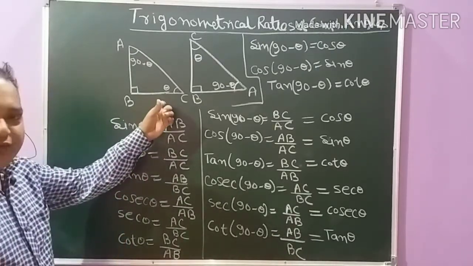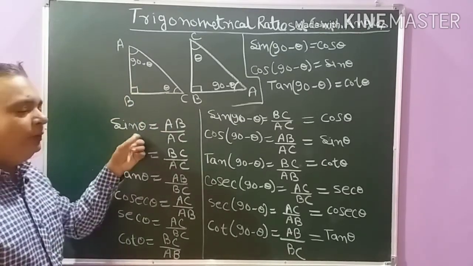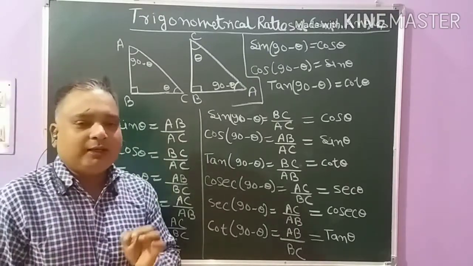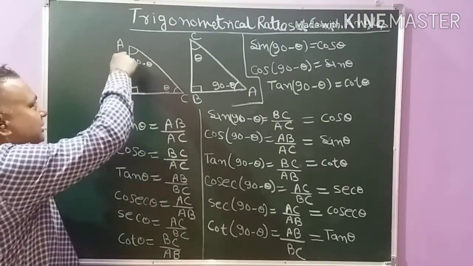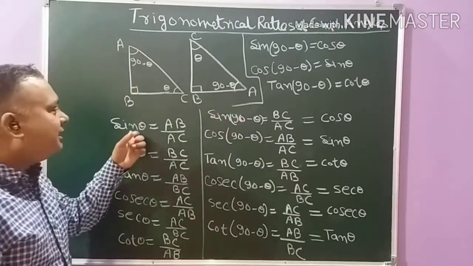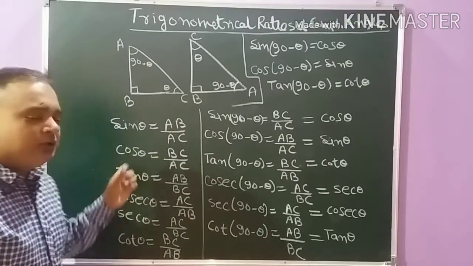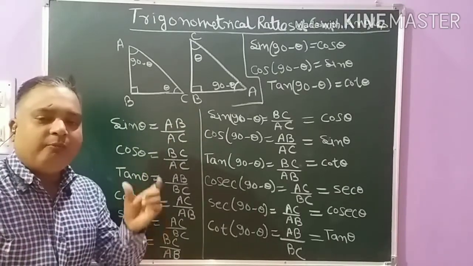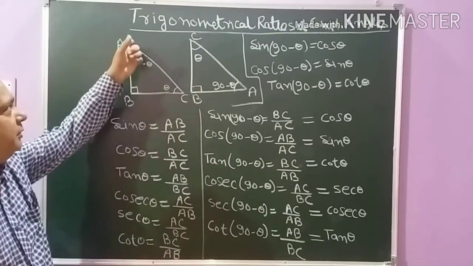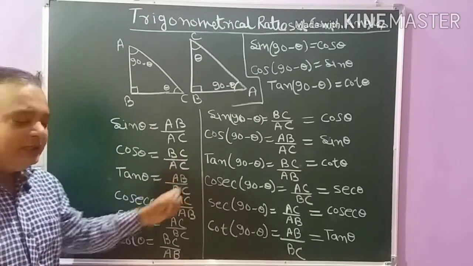So for figure 1, if the angle is theta, I can write sine theta equal to, we know that the formula of sine theta is perpendicular upon hypotenuse. Here the perpendicular is AB and the hypotenuse is AC. So we can write sine theta equal to AB upon AC. Next, cos theta, that is the ratio of base to the hypotenuse. So here the base is BC, the hypotenuse is AC. So cos theta equal to BC upon AC.